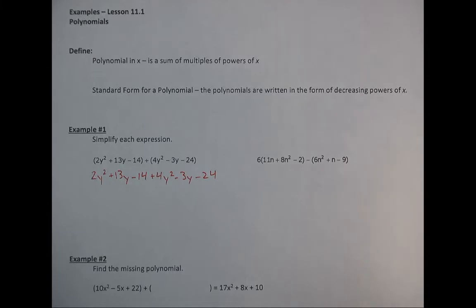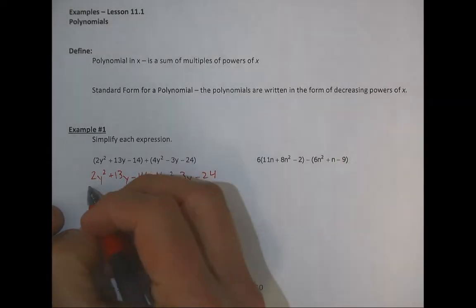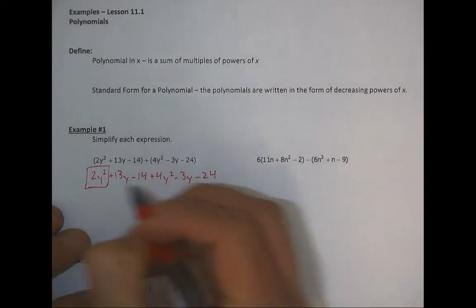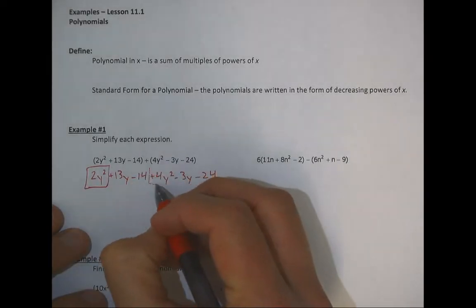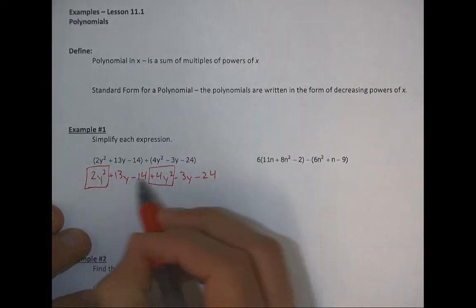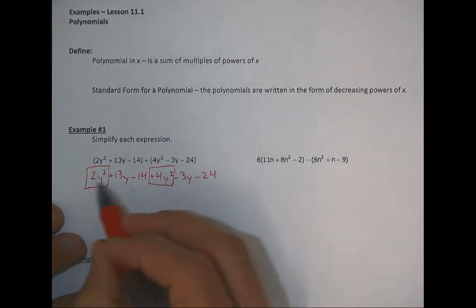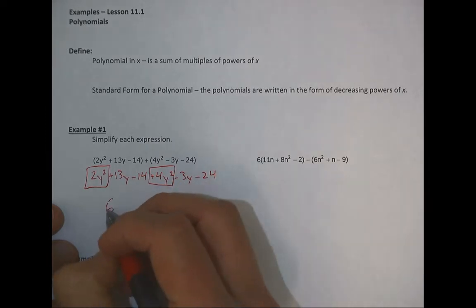And at this point, all we need to do to simplify this is combine like terms. Now remember that like terms don't just have the same variable. Those variables also must have the same power. So we can put the 2y squared together with the 4y squared. Notice when I boxed it in, I put the plus because that tells me this is a positive. So that's going to be a 6y squared.